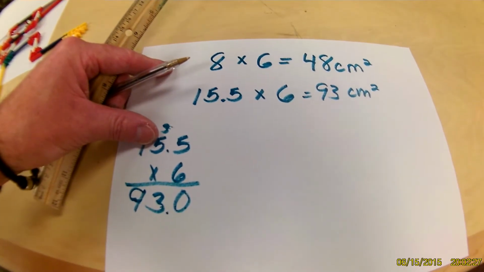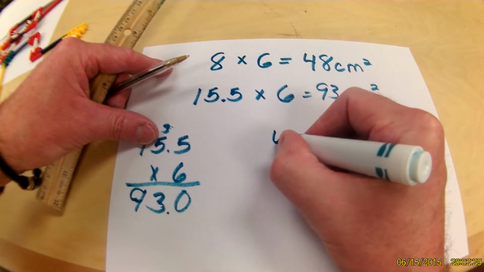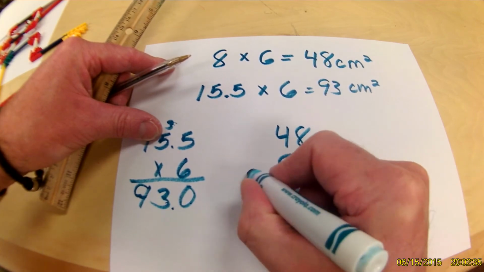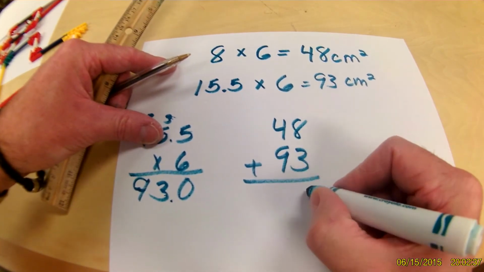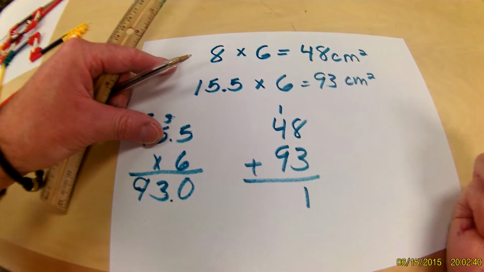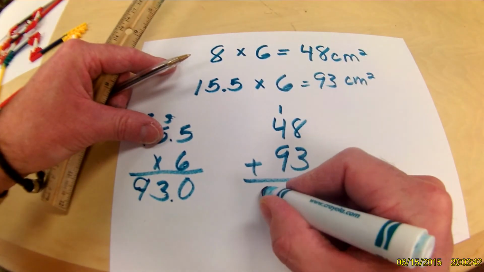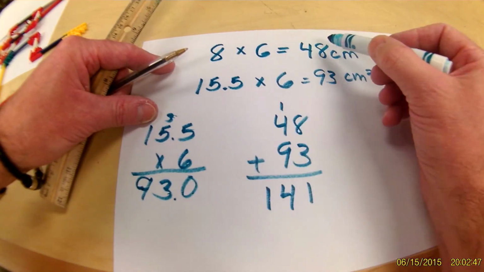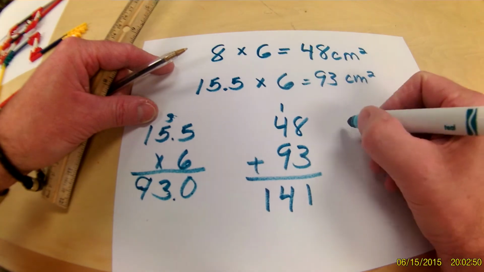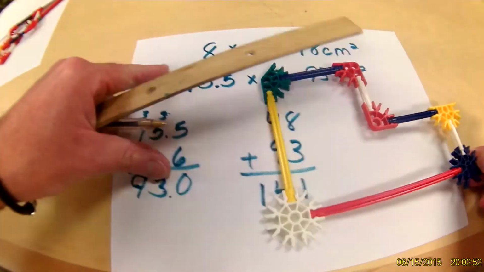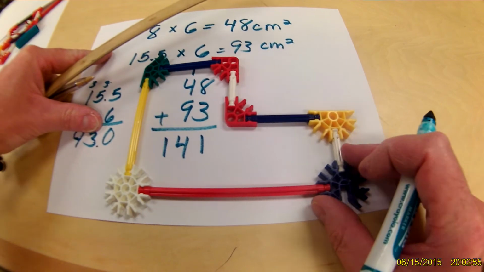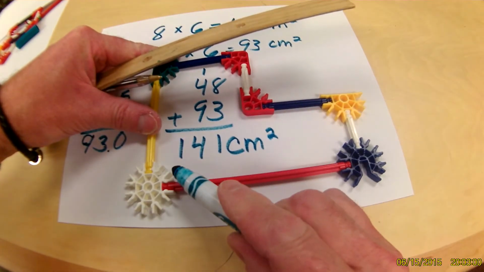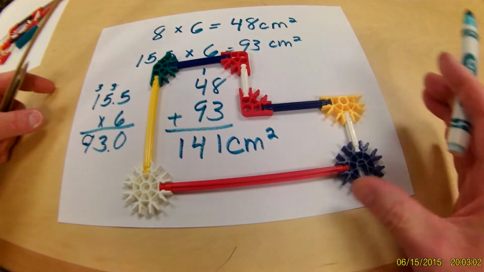Okay? So now I add those up. 48 plus 93. 8 plus 3 is 11. Carry the 1. 1 plus 4 is 5. 5 plus 9 is 14. And when I do that, these are all whole numbers. I don't have to worry about a decimal. So the area for this shape comes out to 141 square centimeters. All right?